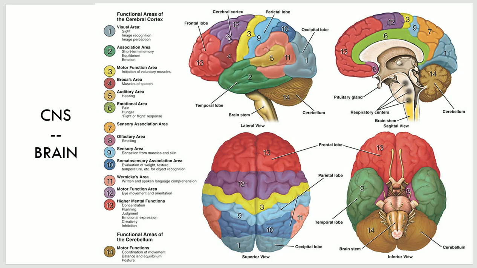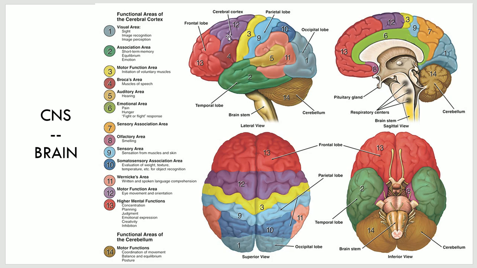Number 13 are higher mental functions. So that's our frontal lobe. So this is all about concentration, planning, judgment, emotional expression, creativity, inhibition. Do you have a filter? Sometimes you'll hear folks say, oh, their frontal lobe isn't quite developed yet, so they don't have any impulse control. So this is what they're talking about. They're talking about number 13, frontal lobe.